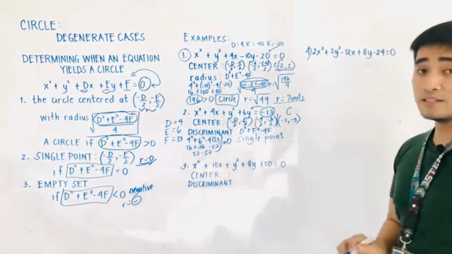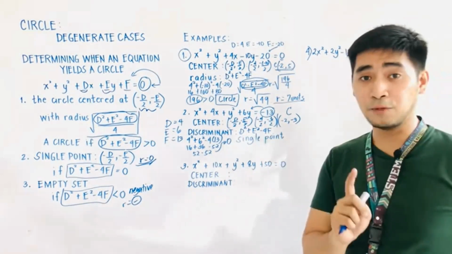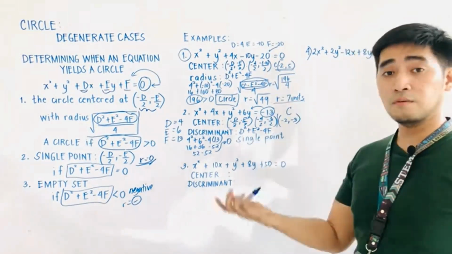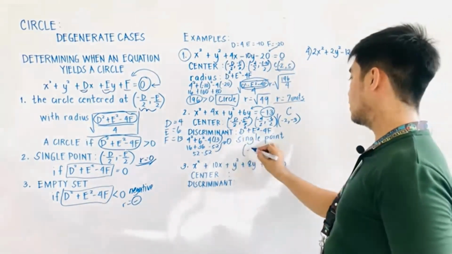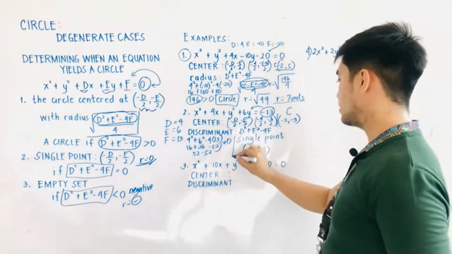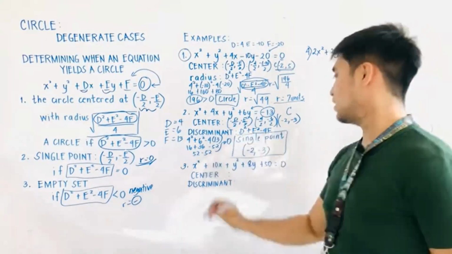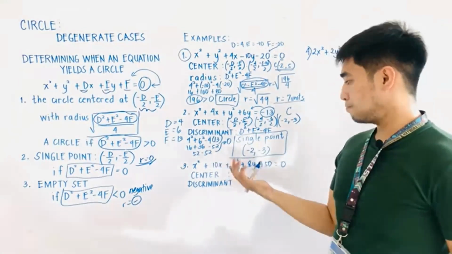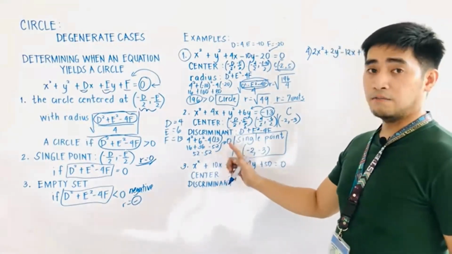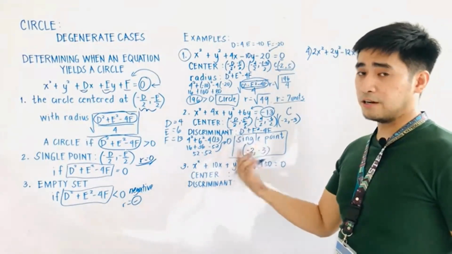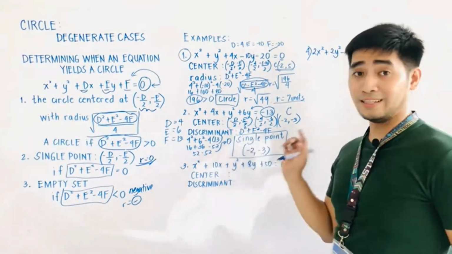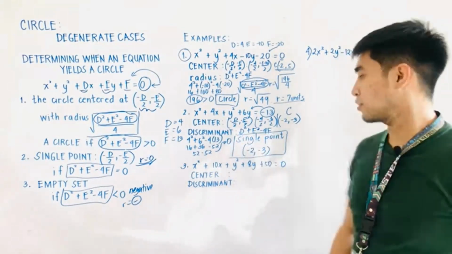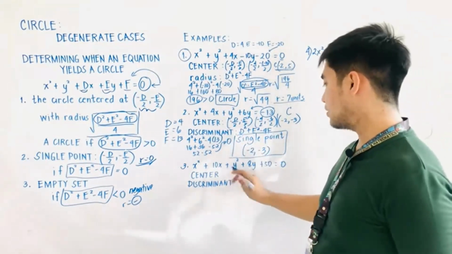Again, this is just a single point. And what is that point? That point is supposed to be the one that we have computed for the center, and that is -2, -3. This is the answer. It is a single point. Again, if you're able to get the value of r, which is equal to 0, or r squared, which is equal to 0, therefore, it is a single point, and that point is just the value you have computed for the center. Okay, so let us now try the third example.